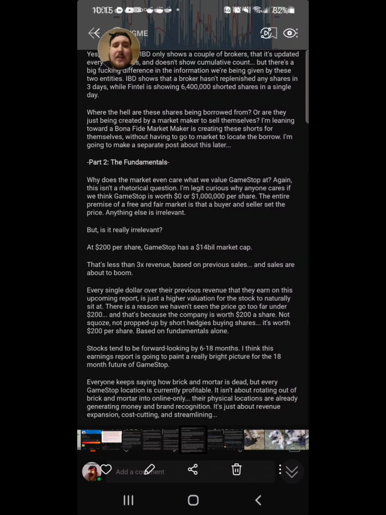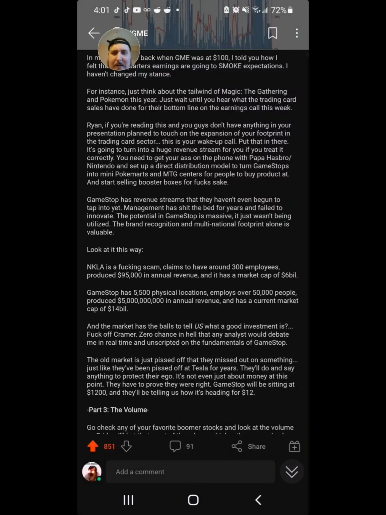Agreed. Stocks tend to be forward-looking by 6 to 18 months. That is true. For anyone that didn't know, the stock price is almost like looking into a crystal ball, based on the price going forward. I think this earnings report is going to paint a really bright picture for the 18-month future of GameStop. Okay, let me see if there's anything else in here.